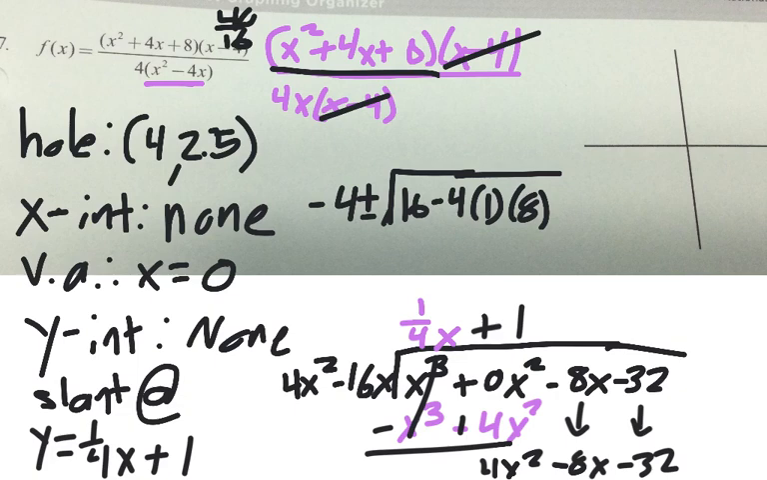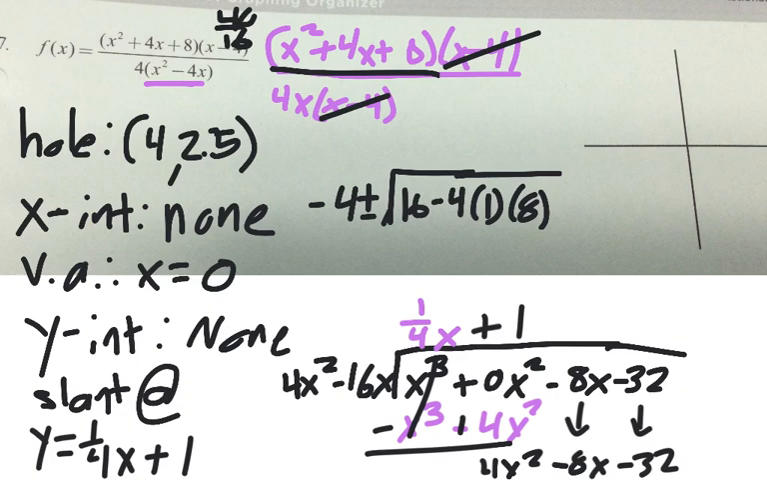Oh, gosh. And now I have to check, does it cross the slant asymptote? Because it can. So I'm going to do this work off screen too. To check if it crosses the slant asymptote, we would write 1/4 x plus 1 equals the standard form that I just found. So it equals the numerator, x cubed minus 8x minus 32, over the denominator, 4x squared minus 16x.